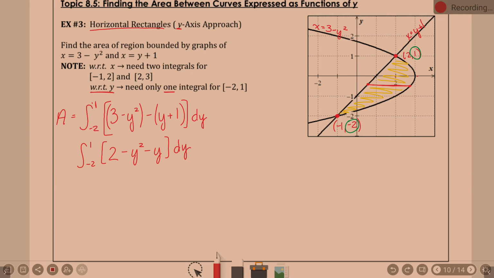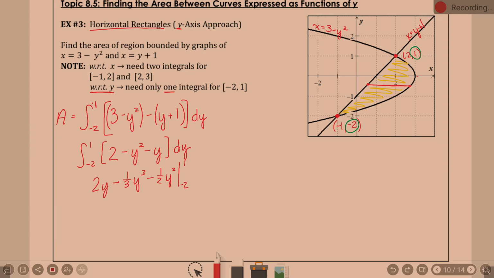Okay, ready to integrate? Integral of 2 is 2y. With the constant, you just add the y. Minus the integral of y squared: 1/3 y cubed. Add 1 to the power, divide by the new power. So 1/3 y cubed. Minus the integral of y: add 1 to the power, divide by the new power. Evaluated from -2 to 1.